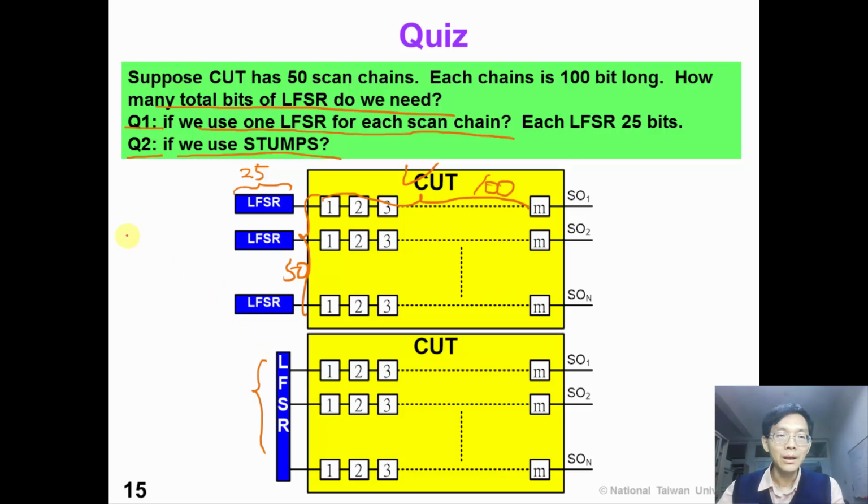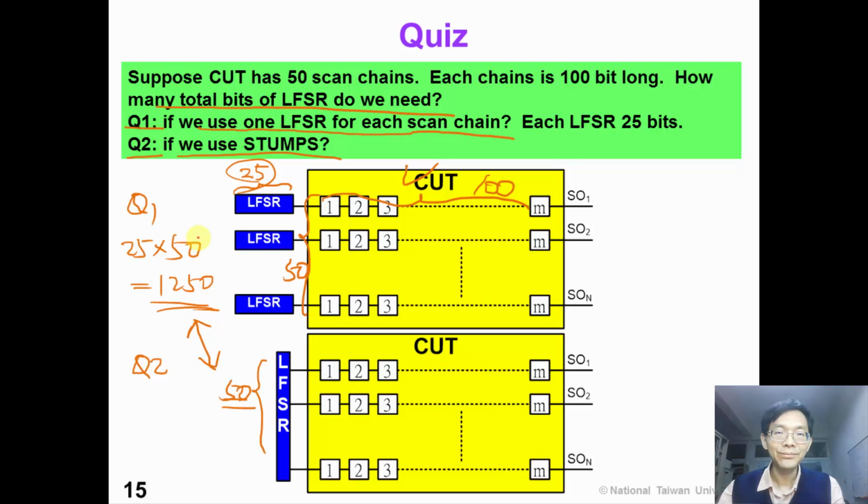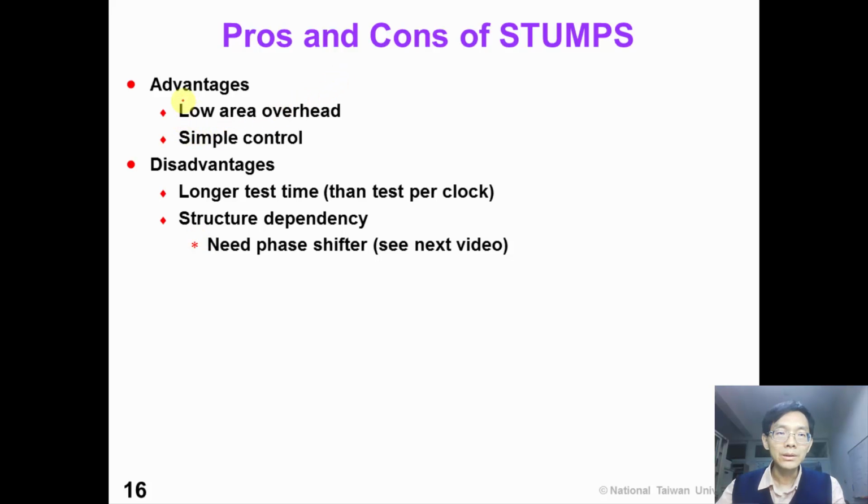Are you done yet? For question number 1, there are 25 bits of LFSR by 50 scan chains. So we would need 1250 bits of flip-flops for LFSR. This is a large area overhead. For the STUMPS architecture, we only need 50 bits of LFSR. By comparison, we save a lot of area using the STUMPS architecture. In summary, the STUMPS architecture is very good because the area overhead is small and the control is very easy.